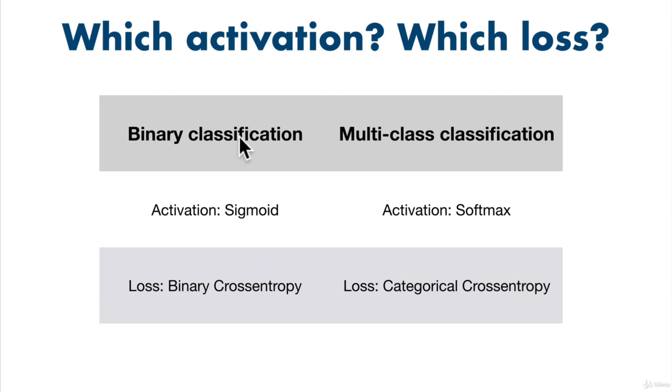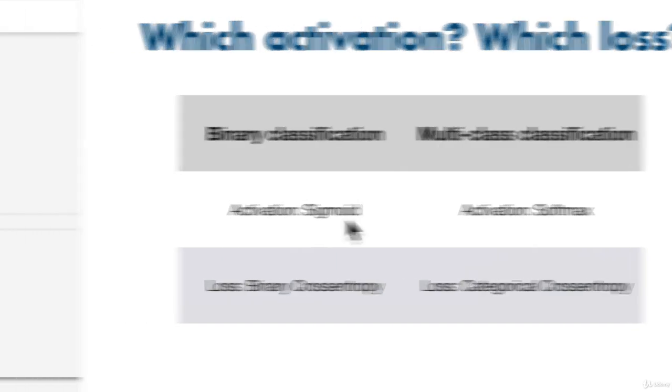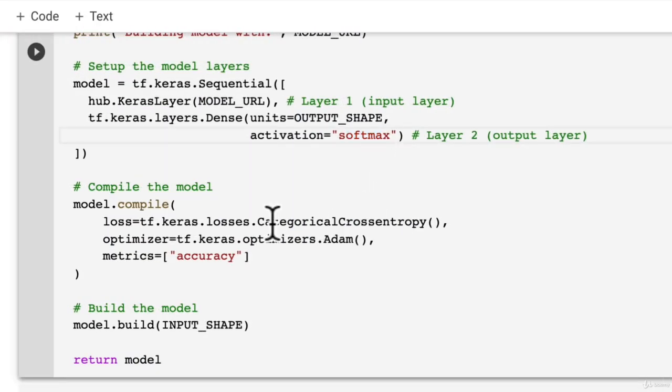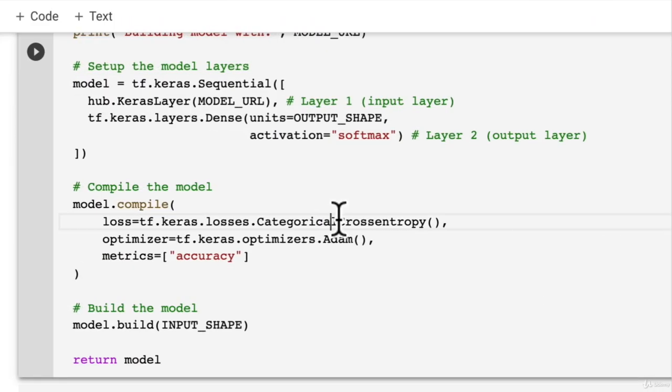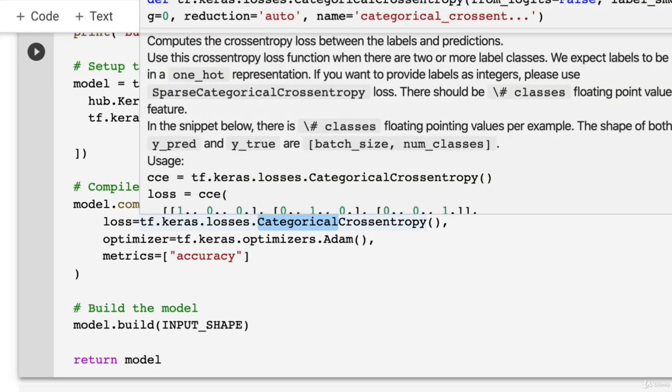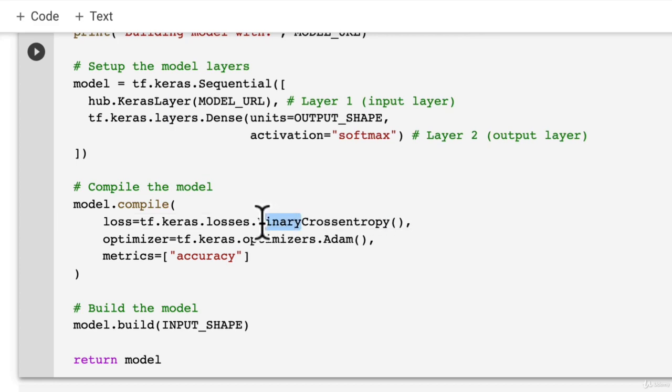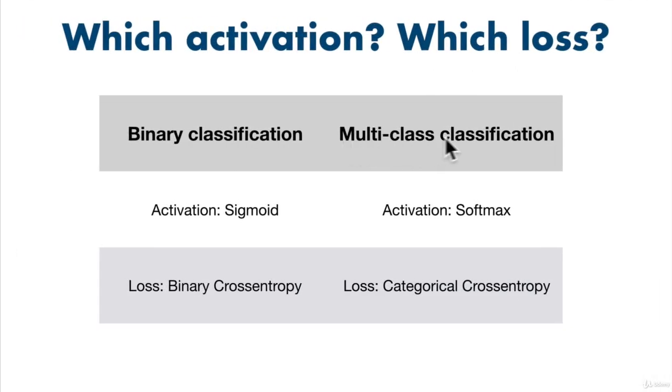So if you're using binary classification, aka if you're predicting whether something is one thing or another, such as images of cats or dogs, you would want to change your activation function to sigmoid, and then your loss function to binary cross entropy. So we change this to binary cross entropy. But because we're doing multi-class, we keep it at categorical cross entropy. Because if we come here, multi-class classification, activation softmax, loss, categorical cross entropy.